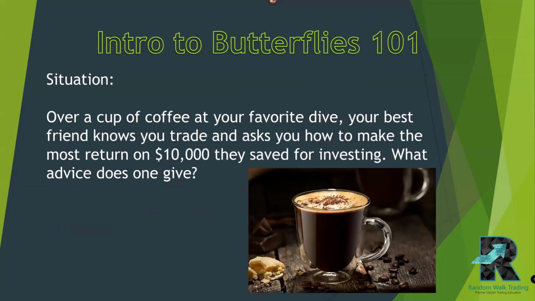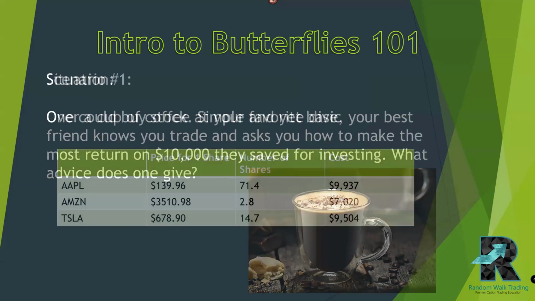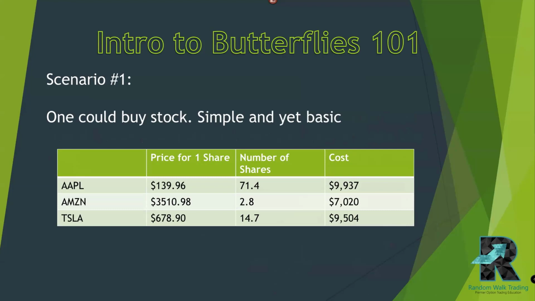So here's the situation. You're at your favorite coffee shop, and your best friend says, "Hey, I know you trade," and he wants to make the most of his $10,000, and he's asking for your advice. Some trading advice on how to invest it. And obviously there's a million different answers to that, but we're trying to keep it safe here since he's your best friend. And a simple example here is, we could simply buy stock.